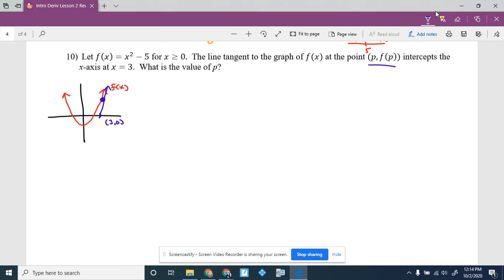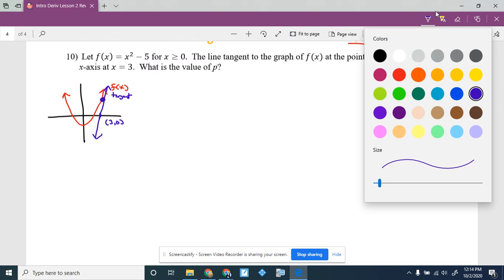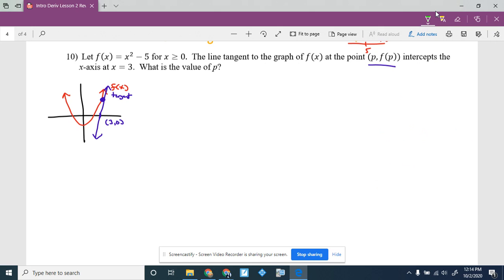Fudge that, because that's my tangent, but it doesn't necessarily have to be there. If I'm really thinking about this, couldn't I potentially have a tangent over here that also, at some general point P, f of P, intercepts the x-axis at 3? So that's the visual of what's going on. If you only drew one of them, that would be fine too, because at the end of the day, this is what we're going to do. Okay, let's get the tangent.